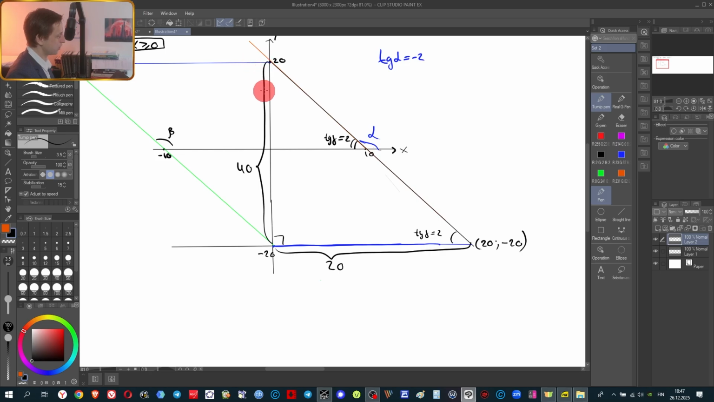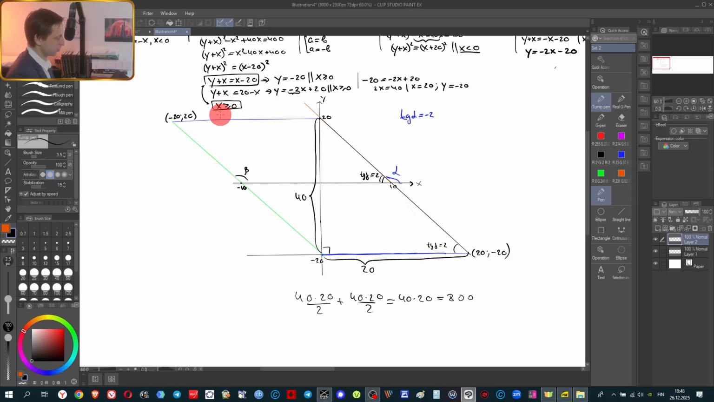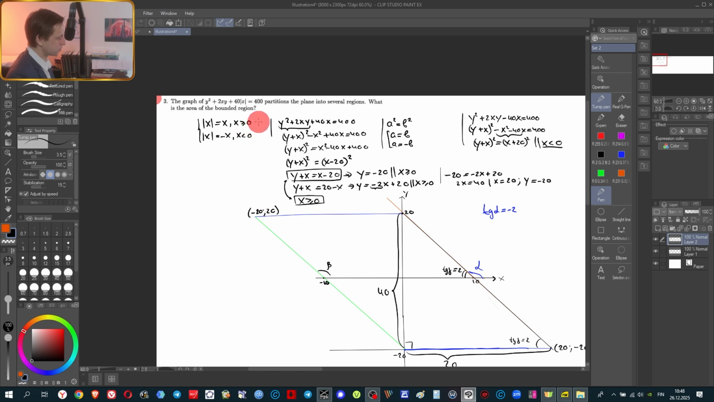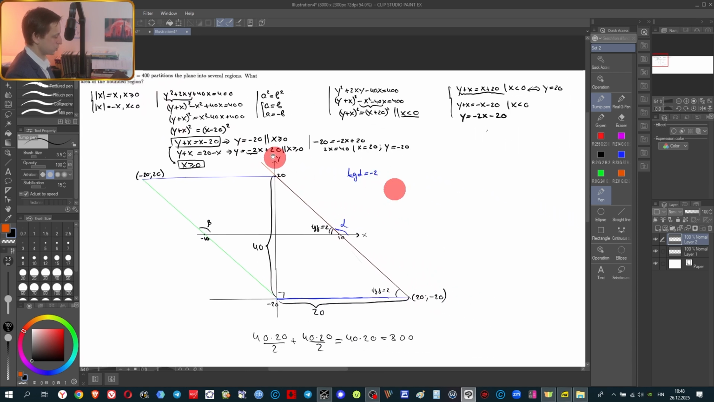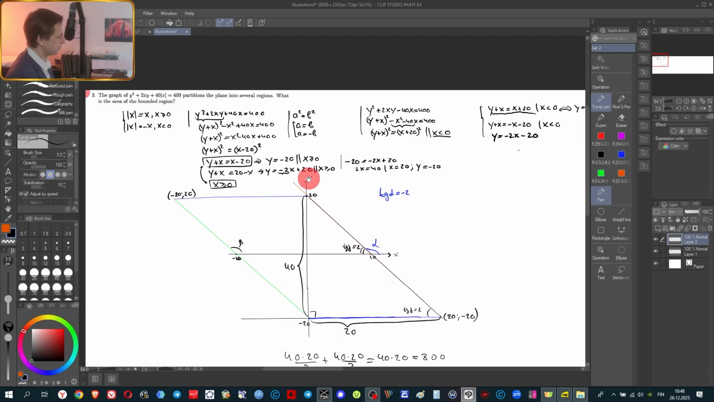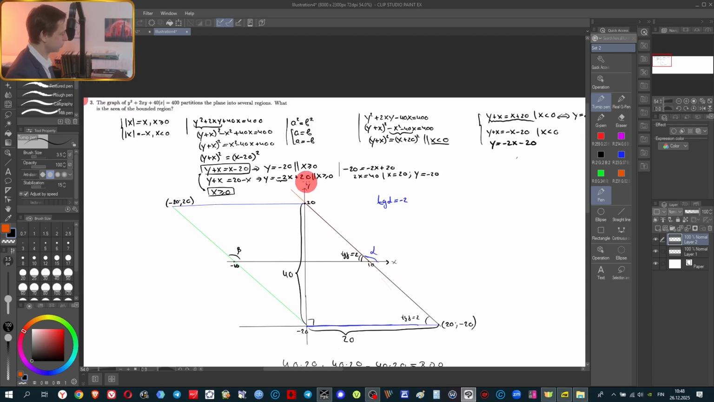And in order to find the area of the parallelogram, you just add the area of this triangle, which is 40 times 20 over 2, plus the area of exactly the same triangle on the left side, 40 times 20 over 2, which is simply 40 times 20, which is exactly 800. So 800 is the total area of this parallelogram, and it is the area of the region that is bounded by this graph. So this is it. This problem is considered to be fully solved, and we are going to the next one.